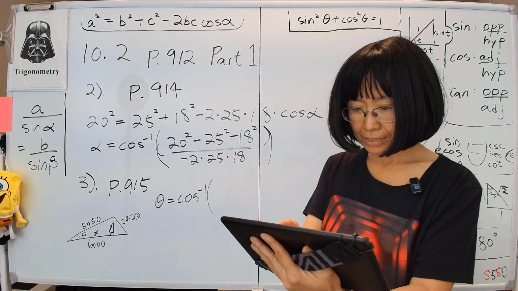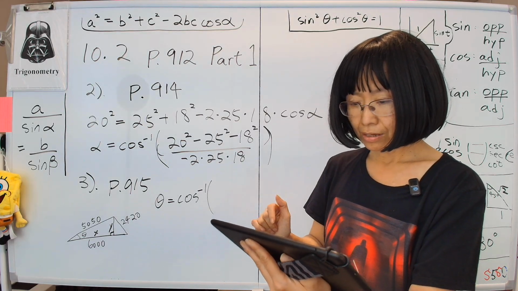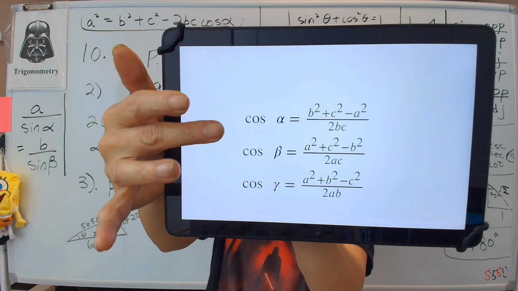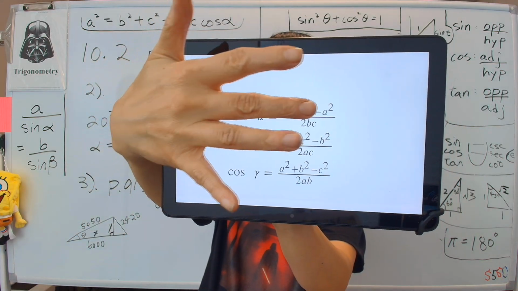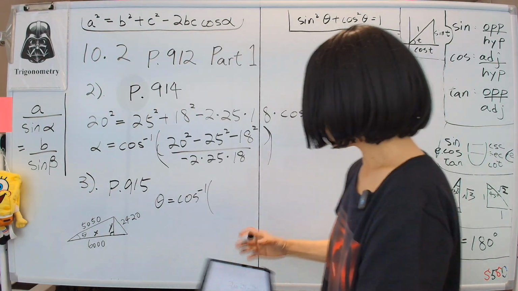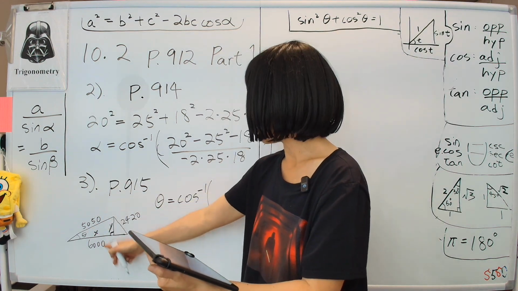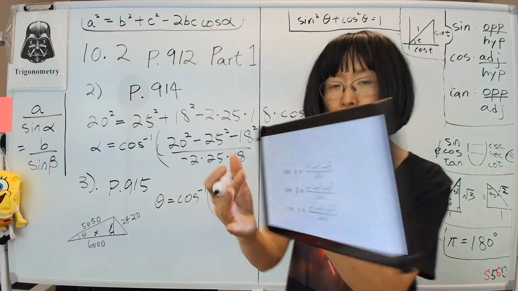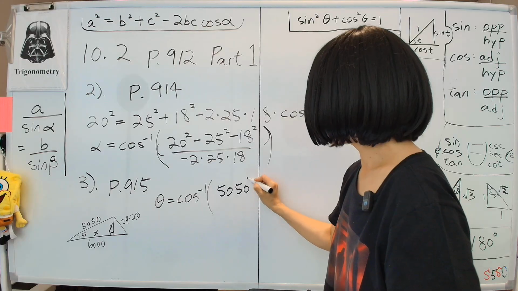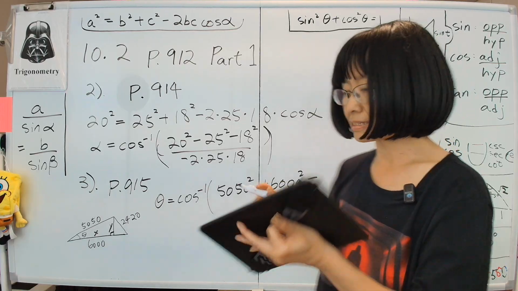Where is cosine? Yeah, the cosine of the angle equals... All right, here it is. There are 3 of them, and we only need 1. The cosine of the angle is the sum of the squares of the other 2 sides minus the square of the side that it faces, divided by 2 times the other 2 sides. So the angle equals the cosine inverse of that. The 2 sides next to the angle are the ones we square and add up. So we will have 5050 squared, plus 6,000 squared, and then minus the side that it faces.